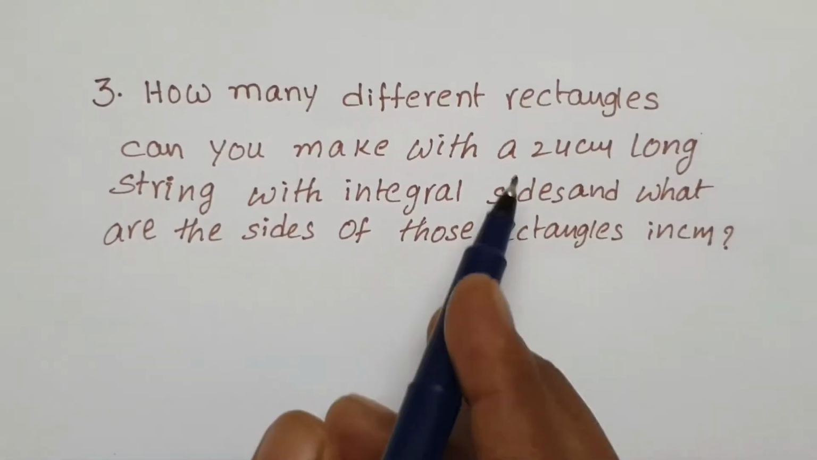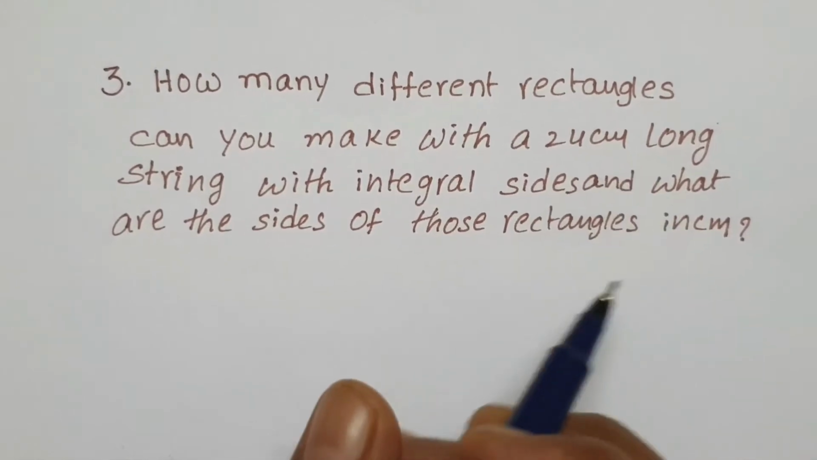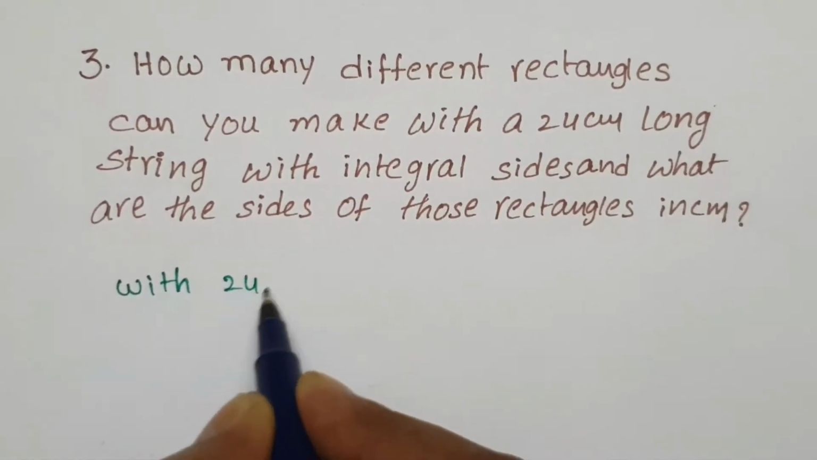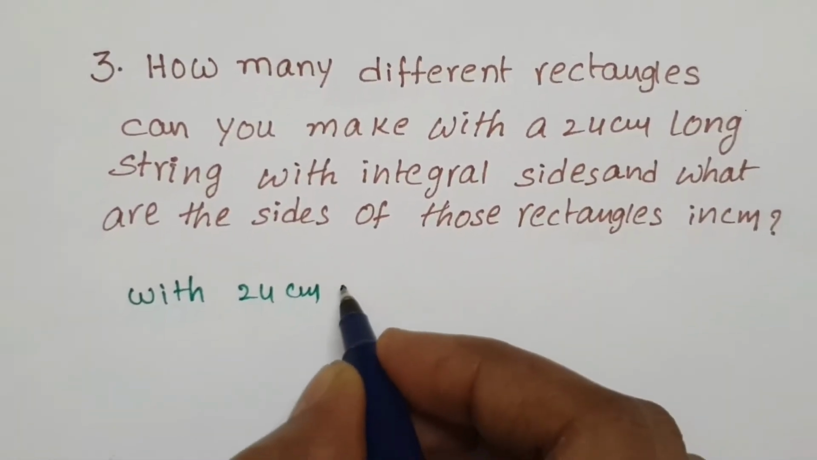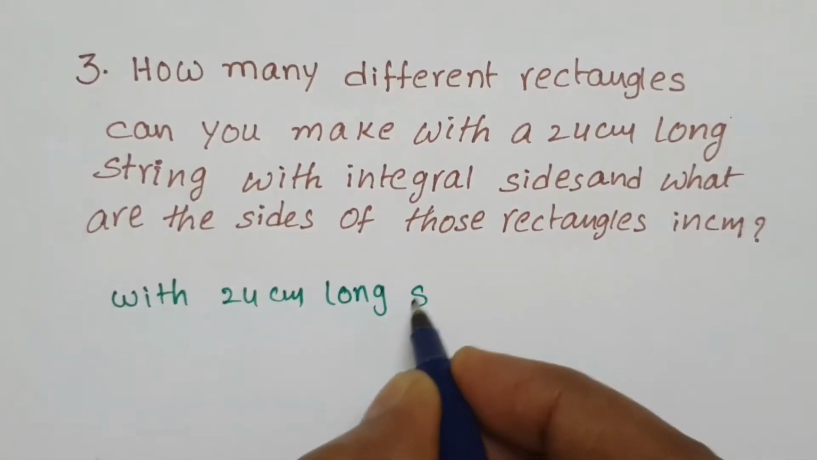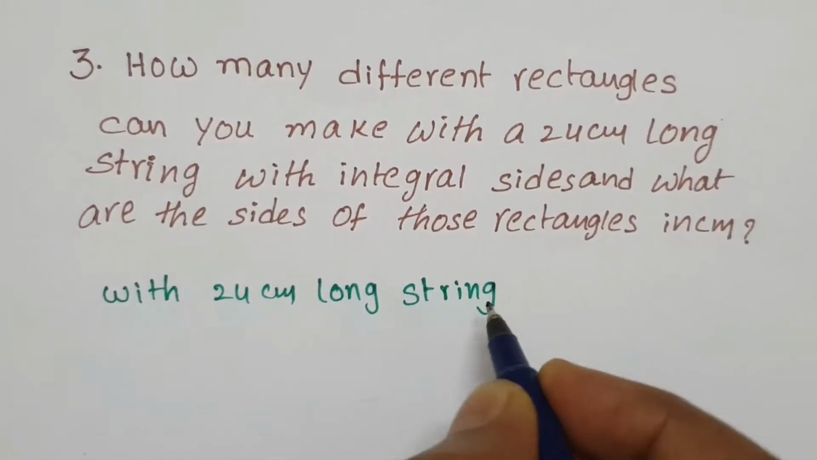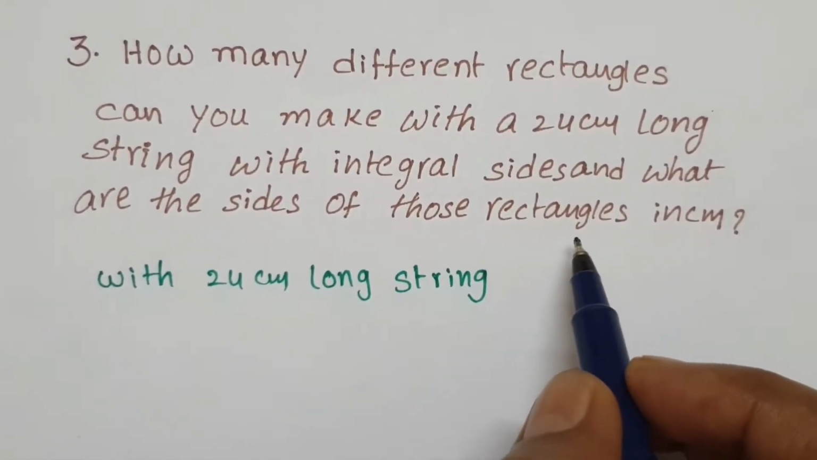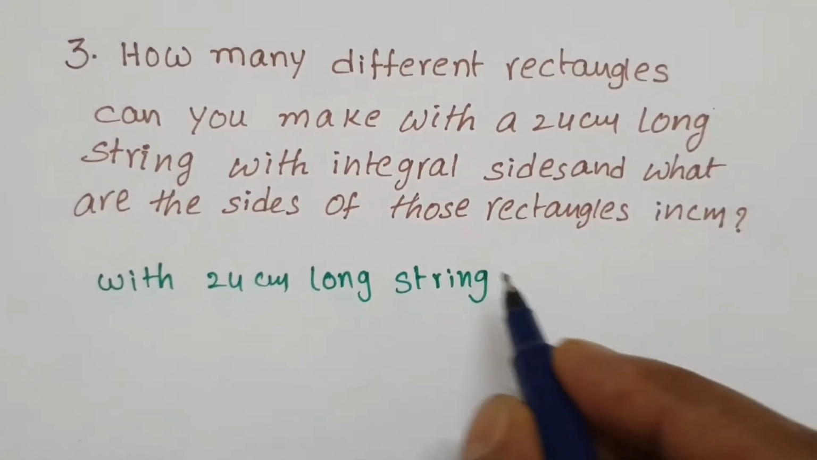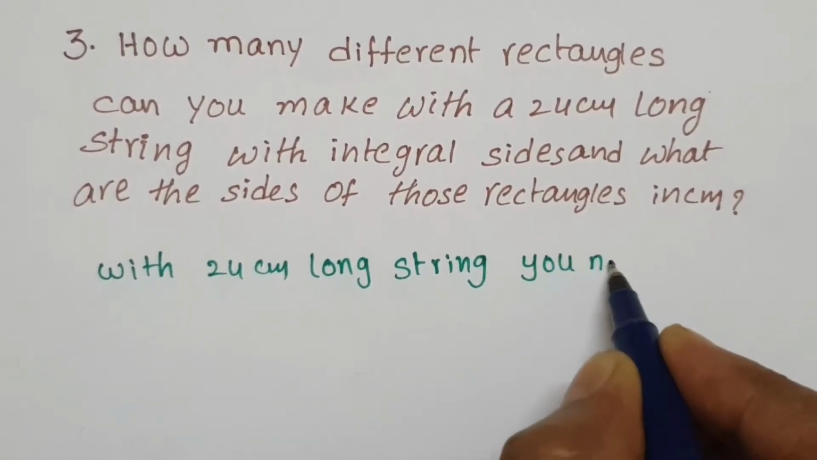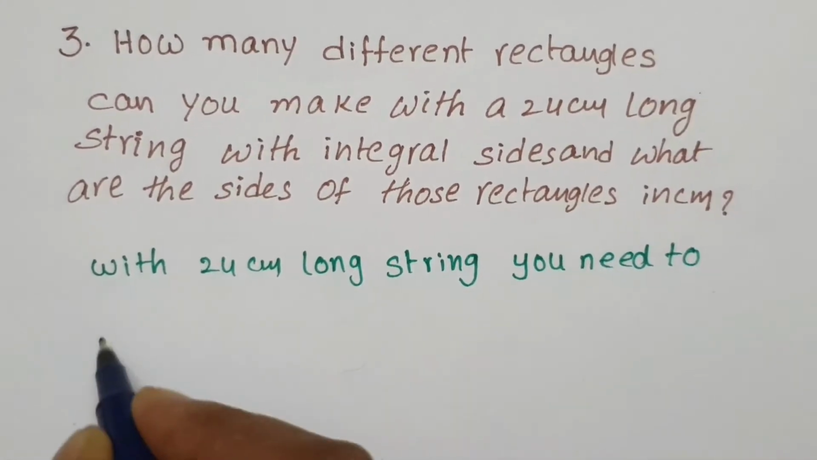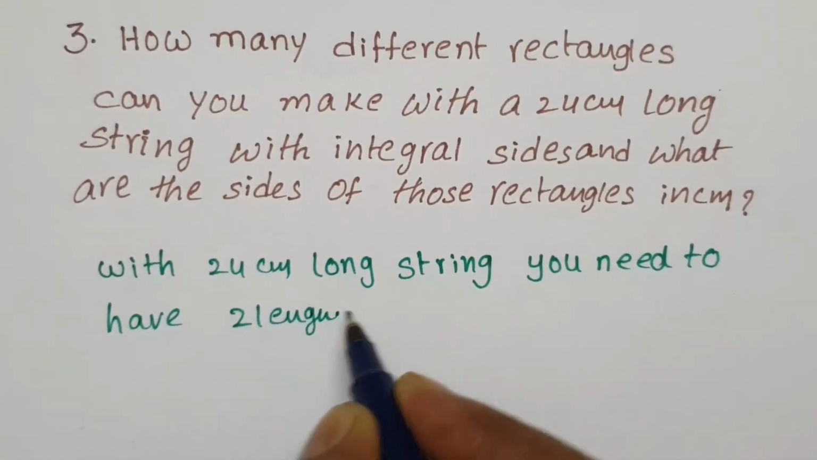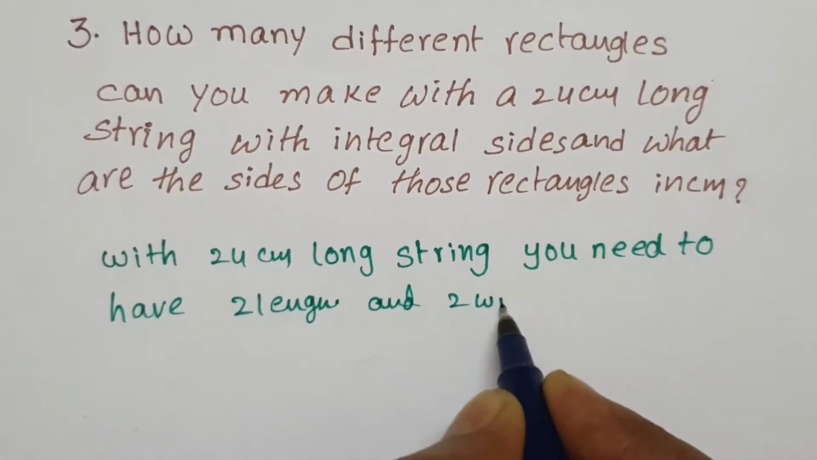Answer. So they given a total 24 centimeters long stick. With integral sides, what are the sides of those rectangles in centimeters? You need to have two lengths and two widths.